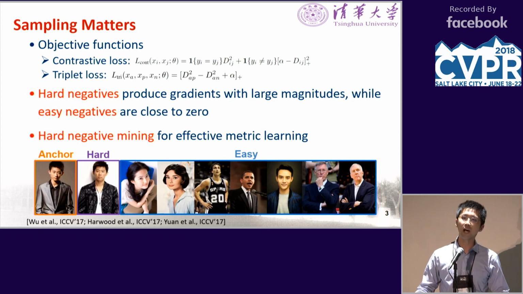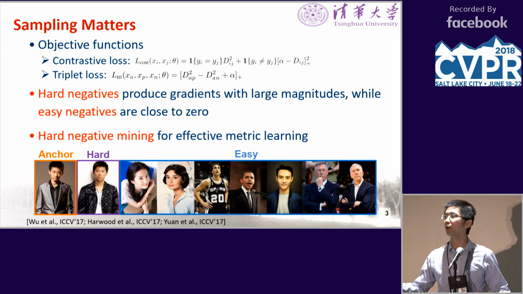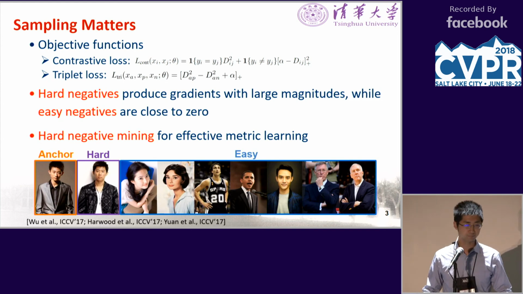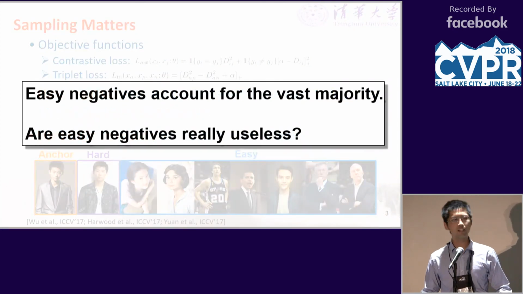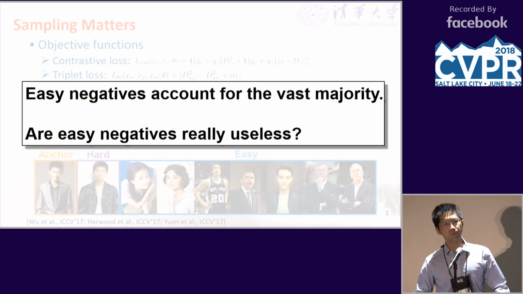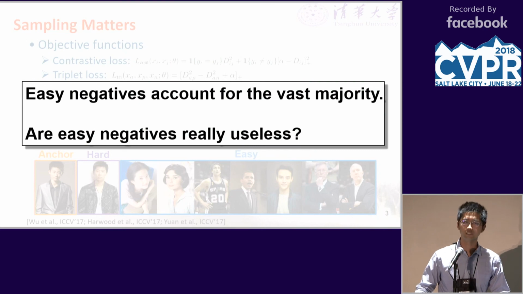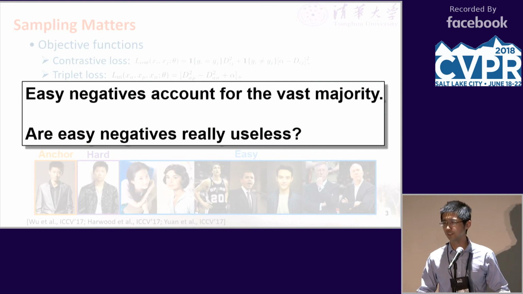They aim to mine hard negatives for effective training and just throw away those easy negatives. However, as there are many more easy negatives than hard negatives in the training set, a natural question is raised. Are easy negatives really useless?